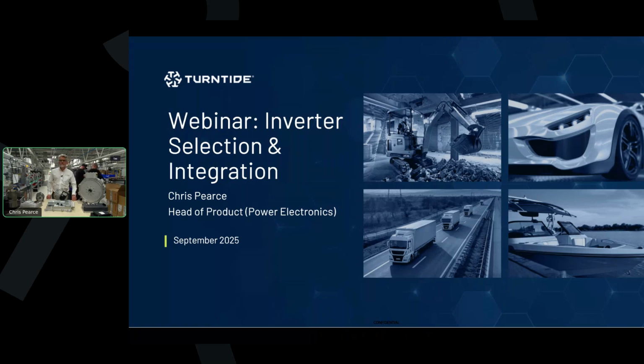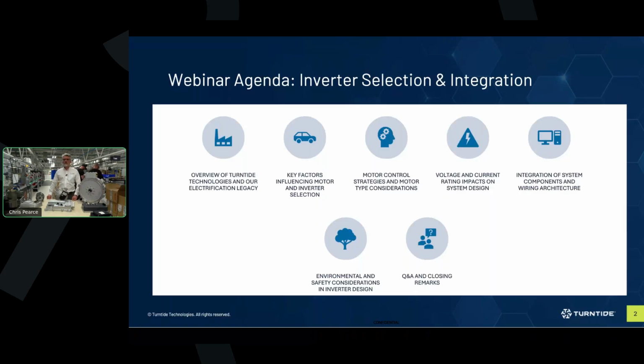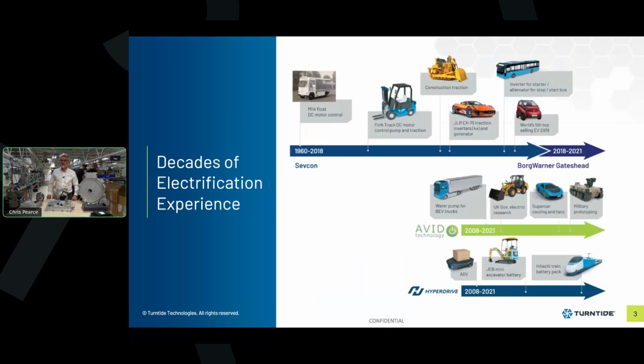So next slide, please. We'll have a look at an overview of the Turntide technology and electrification legacy, some of the key factors in selecting an inverter, some of the motor control decisions that you'll make in selecting an inverter, voltage and current ratings of the system design that we would then impose on the inverter selection, integration of that inverter into your vehicle system, and then any other considerations we might have going forward. And then we'll have some Q&A and hopefully an interesting conversation.